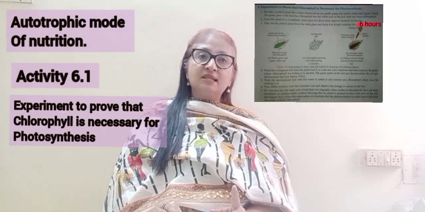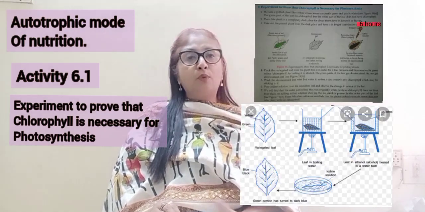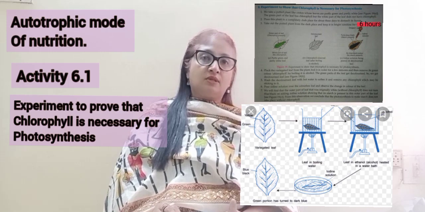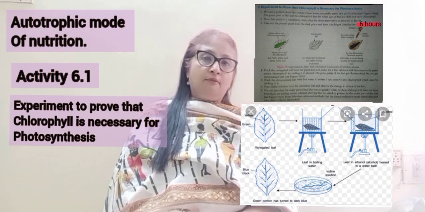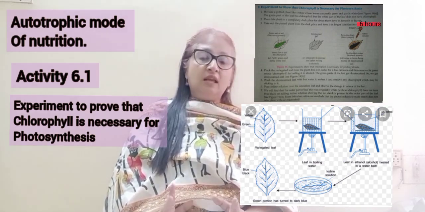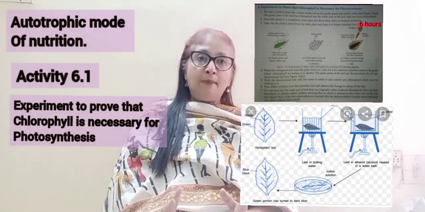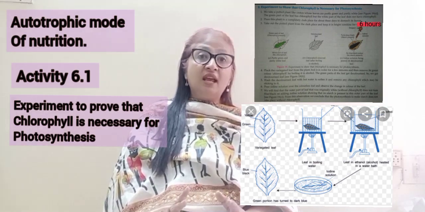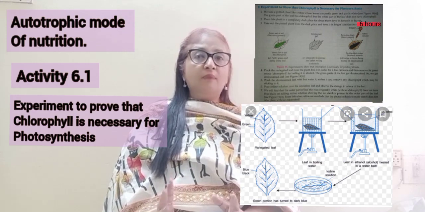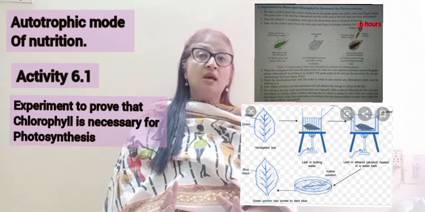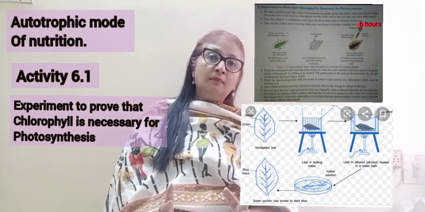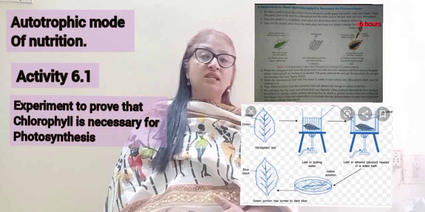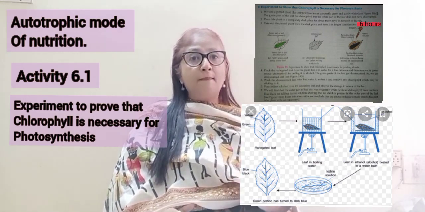Next, let us see a few experiments, that is experiment 6.1, where we need to prove that chlorophyll is necessary for photosynthesis. For this, we have to take a potted plant with a variegated leaf. By variegated leaf, I mean a colored leaf. For example, coleus, money plant and crotons all have variegated leaves. We have to keep this potted plant in darkness for 3 days so as to destarch the plant. Then we need to keep this plant in sunlight for 6 hours so that starch is freshly prepared.